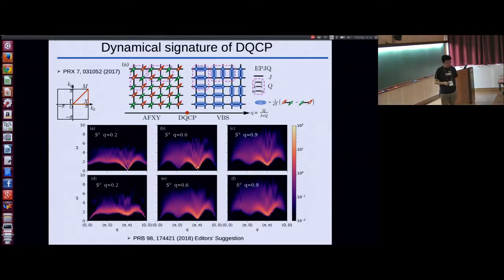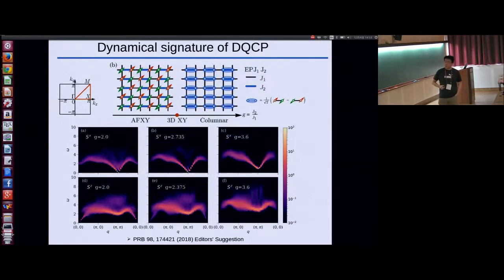And to make the contrast more clear, we actually simulate another model which realizes a typical Landau-Ginzburg type of magnetic transition. This model again starts from the antiferromagnetic phase, but will not end up in some VBS, but in some trivial paramagnetic phase, which has this columnar structure, because in this model, all the blue bonds, for example, have J2, and all the black bonds have J1. So what we are doing is just tuning the ratio of J2 over J1.